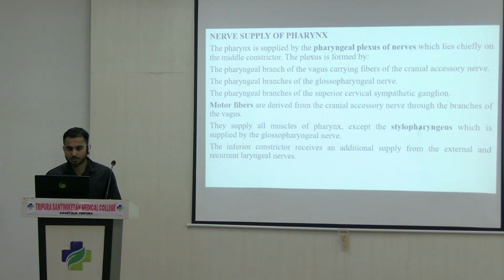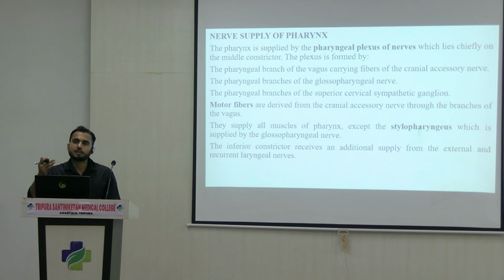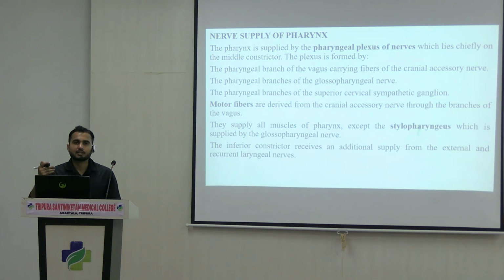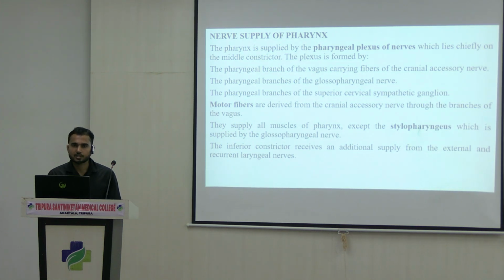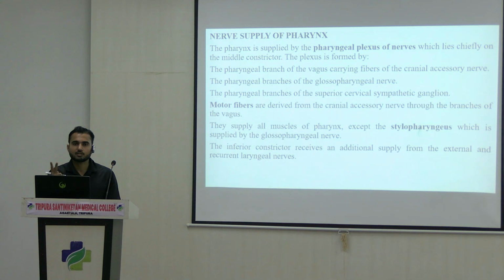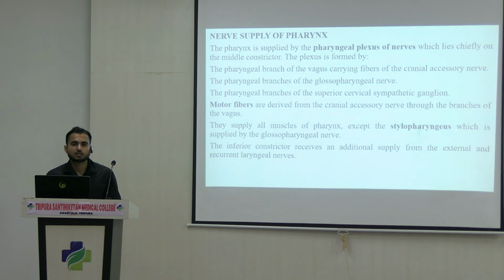Now the next part is the nerve supply of the pharynx. I hope you have observed a pattern of the nerve supply which we started from the tongue. What are the points? Yes, first is the motor supply, then secretomotor, then sensory. These three things are present over here also. So motor supply means it will supply which part?